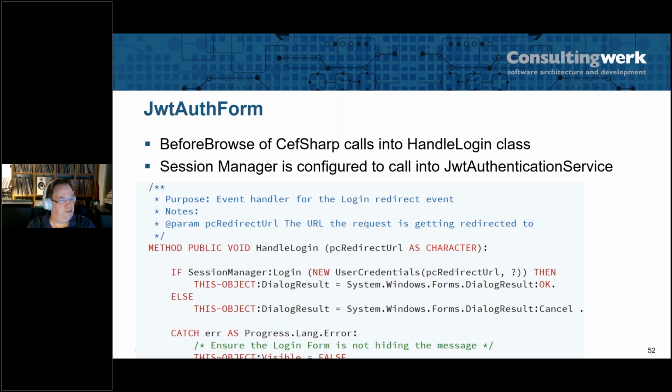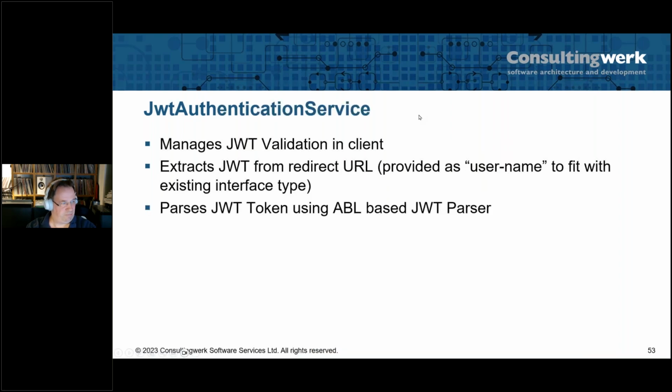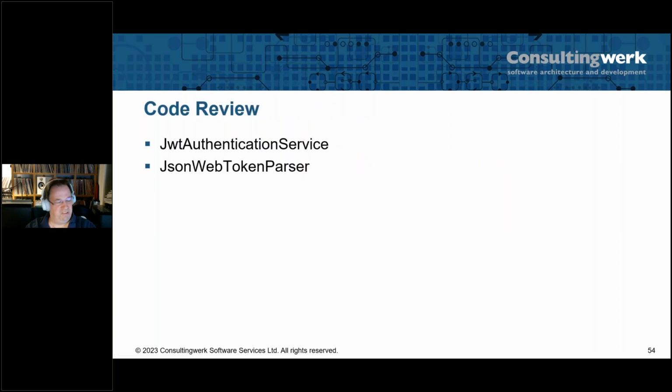So that's integrated into our framework, but that can easily be integrated into any other OpenEdge application in a similar form. We call into a login method of the session manager, and we're actually passing the redirect URL as the username. That was just to fit with existing interfaces. We call into what we call the JWT authentication service. That's the client side of validating the JWT token based on the URL. And as part of that, we pass the JWT token. The JWT token is passed using an ABL class.